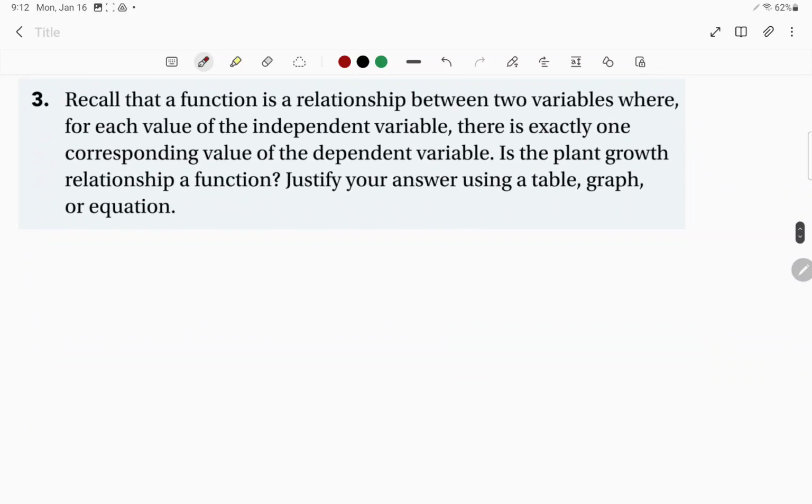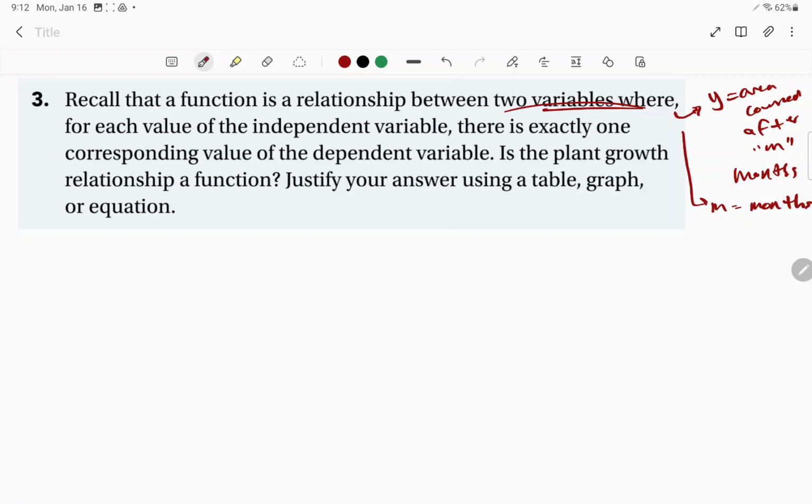And then part 3. Recall that a function is a relationship between two variables. Now in this case, remember our two variables were y, which was the area covered after m months, and the other variable was m, the number of months that went by. Now there's one dependent and one independent variable, and there's one dependent outcome for each independent input.